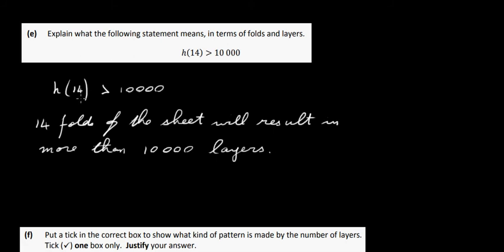So if we fold the sheet 14 times, we'll end up with more than 10,000 layers. So 2 to the power of 14, if you work it out on your calculator, is actually 16,384. So that's well over 10,000. Okay, so let's have a look at part F.